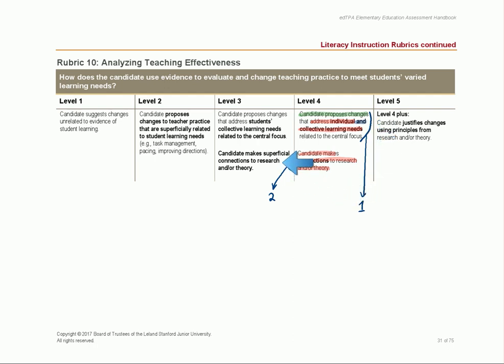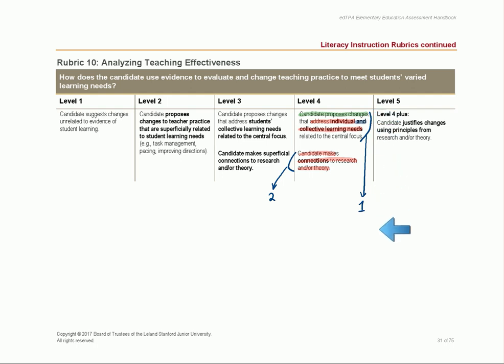Okay, and then the last part, instead of superficial connections, candidate makes connections to research and/or theory. They're not saying you have to have great connections. Okay, you don't need to go the opposite of superficial, but the connections to research and/or theory should be relevant to the things you've set out for the whole class and for the individual students. It shouldn't be just, here's some research that sort of fits with what I hope to be doing, and if I were to teach this lesson again. Make the research suit and support your decisions about how you would make changes for your instruction.